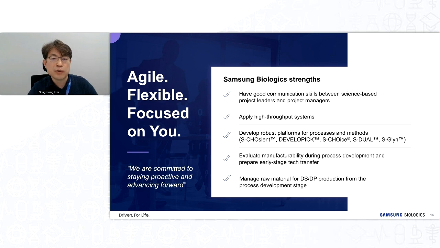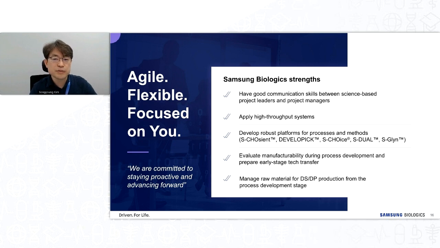Additionally, we have our robust proprietary platforms. We have developed a range of platforms and we are continuously innovating with new ones. Those platforms enhance our process method development capabilities.